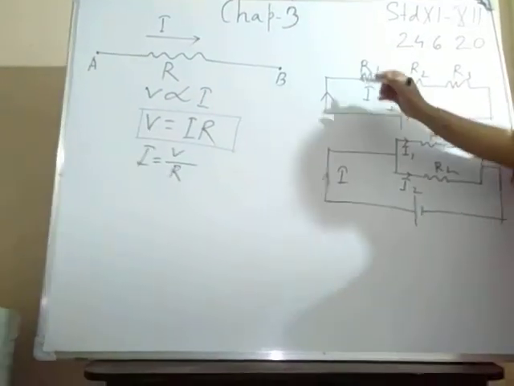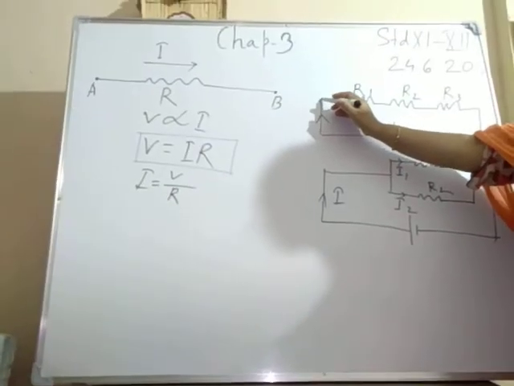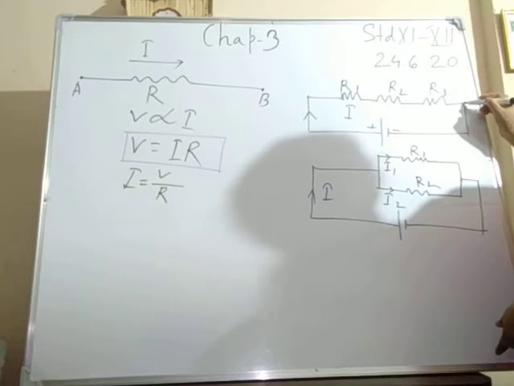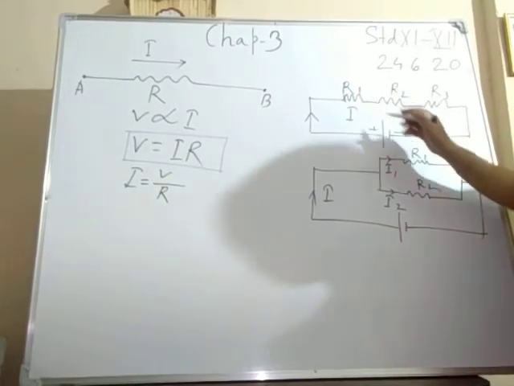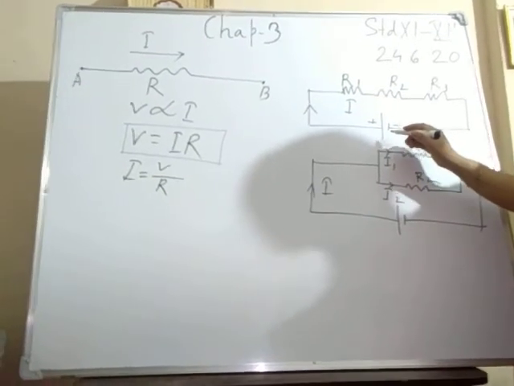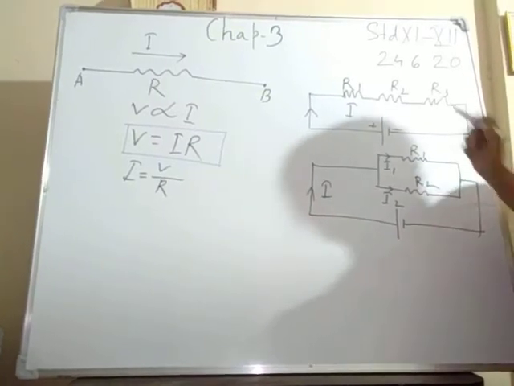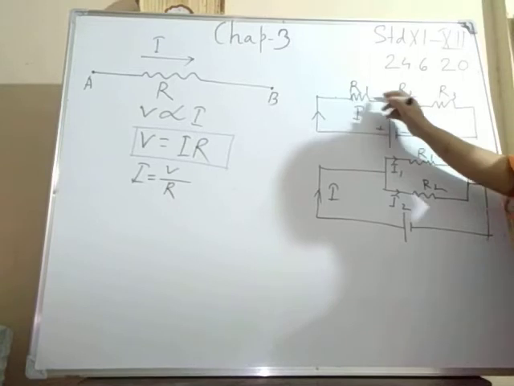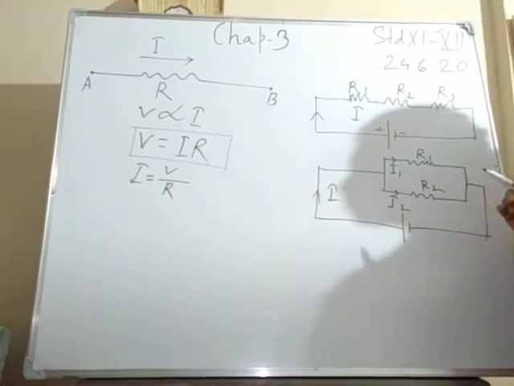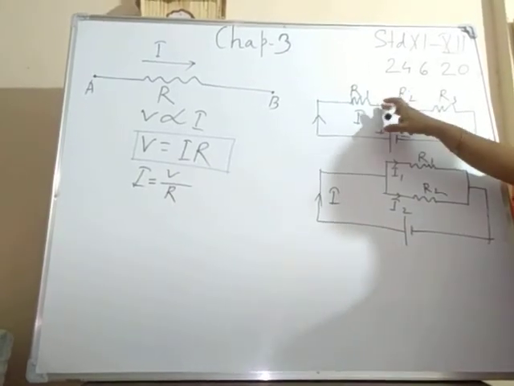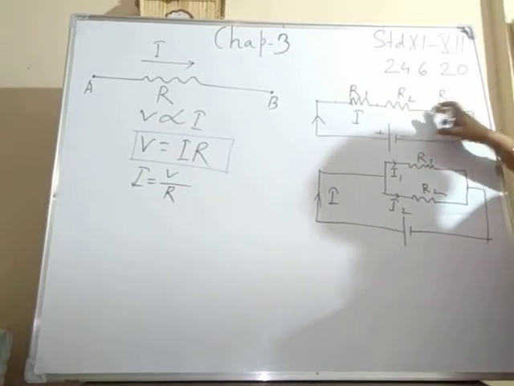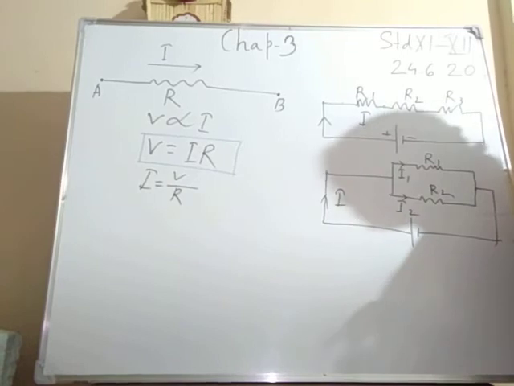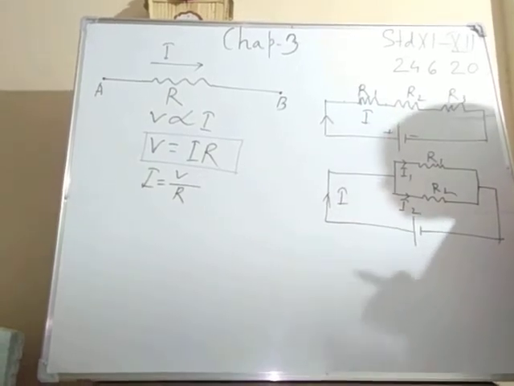Look, suppose if I want to find out the potential difference at this point and at this point, then the potential difference will be equal to the electromotive force of the cell. But if I want to find out the potential difference at this point and at this point, then there will be different potential difference. Then at these 2 points also different, and at these 2 points also different. That means in series combination, current is same, but potential difference is different.